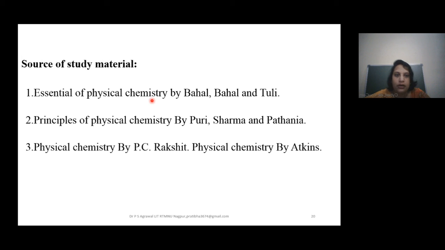For studying this unit, you have to use these books. Essentials of Physical Chemistry by Bahl, then Principles of Physical Chemistry by Puri, Sharma, Pathania, and Physical Chemistry by Rakshit. So these books will be helpful for you in preparing the unit. Now various numericals are also given in the unit which you can use. So we will stop here and I will ask you to come with the doubts which we will clear.